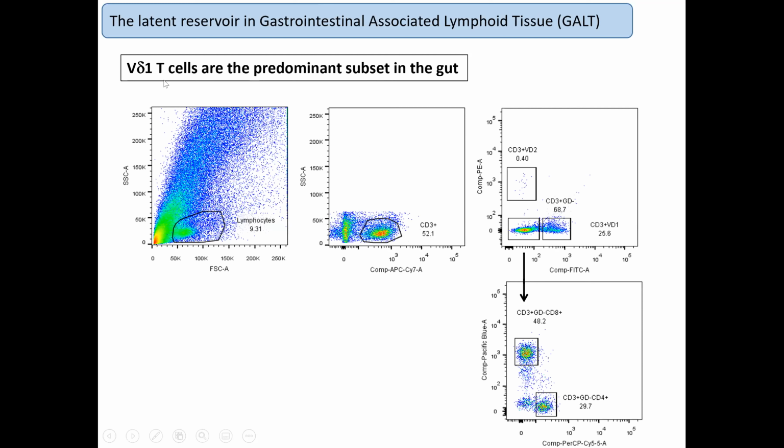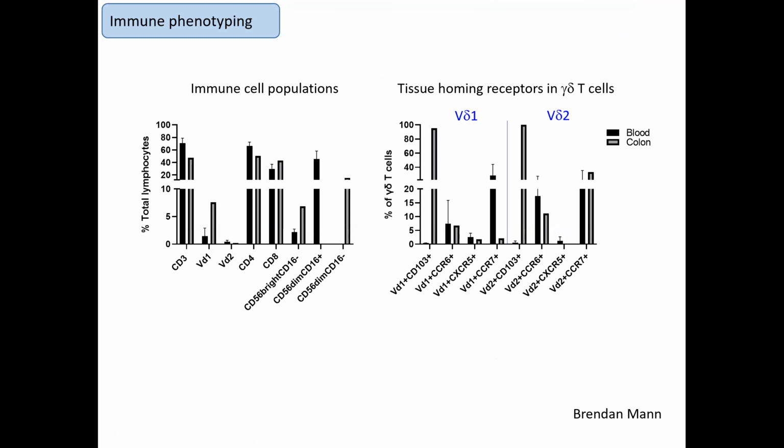So this is just preliminary data that we have. VD1 T cells are the predominant subset in the gut out of the lymphocytes and CD3 positive T cells. In this individual, we have around 25% VD1 cells compared to a very small proportion, as we expected, and variable levels of CD4 and CD8. This is the immune phenotyping that Brendan is doing currently. We're trying to see what the best way of putting all this data together.